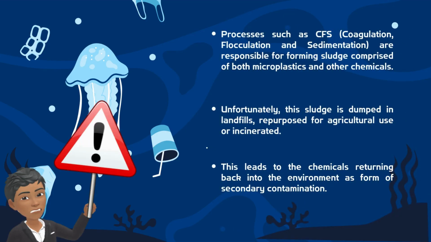To add on, although water treatment processes help to remove microplastics from contaminated water, they still have negative effects on the environment. Processes like coagulation, flocculation, and sedimentation form sludge, which is comprised of both microplastics and chemicals. This sludge is then typically dumped in landfills, repurposed for agriculture, or even incinerated. This ultimately results in greenhouse gases being emitted into the atmosphere and microplastics returning back into the environment, while also causing chemicals to return back into the environment, specifically as secondary contaminants.